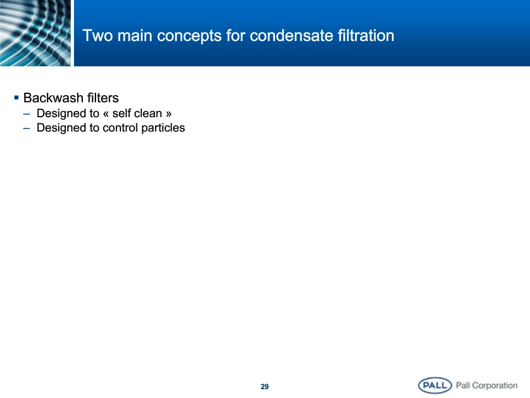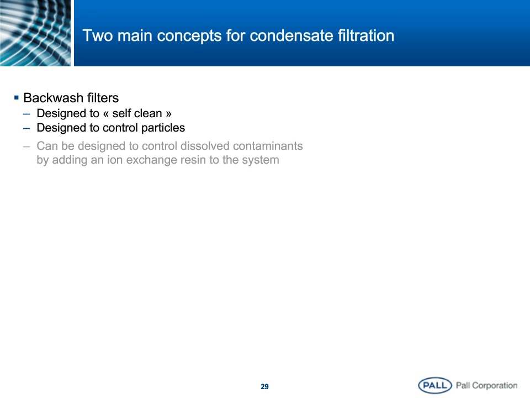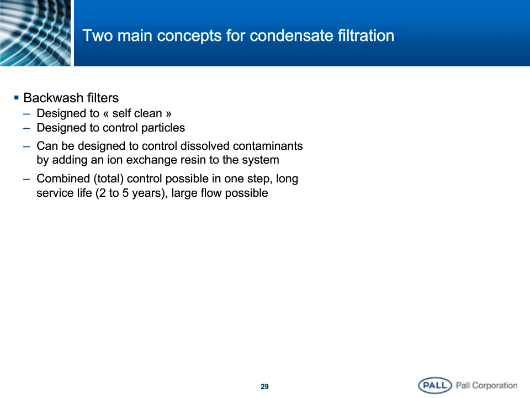The big difference with backwash filters is they can be designed to control dissolved contaminants, so act as an ion exchange system. By simply adding an exchange resin to the system, in the form of a powder that gets coated on the side of the element, it acts as a demineralizing system, so that your single cartridge becomes at the same time a filter and a demineralizer. This combined, total control is then possible in one step.